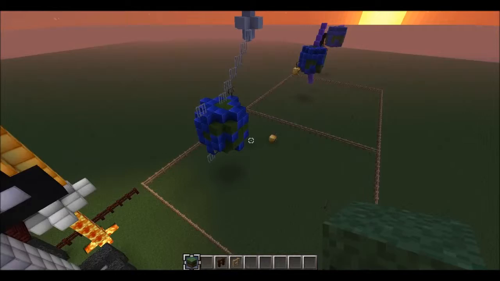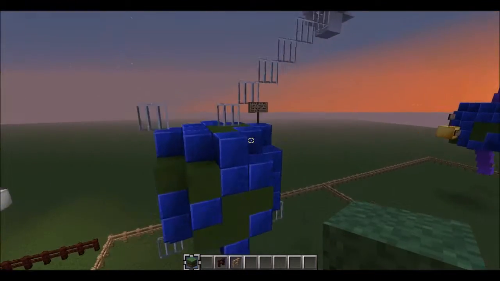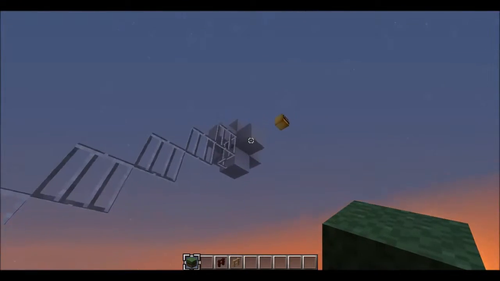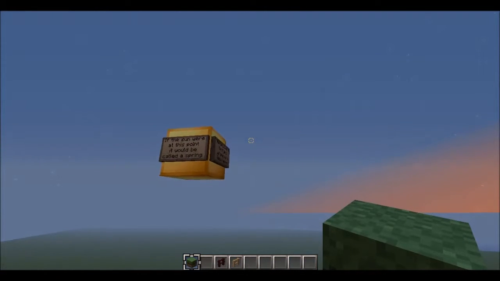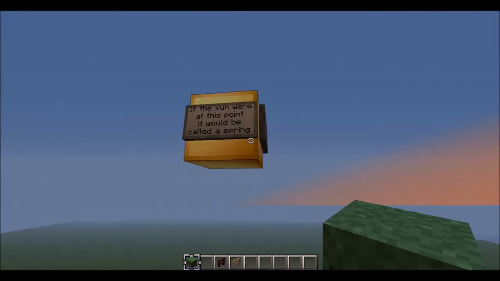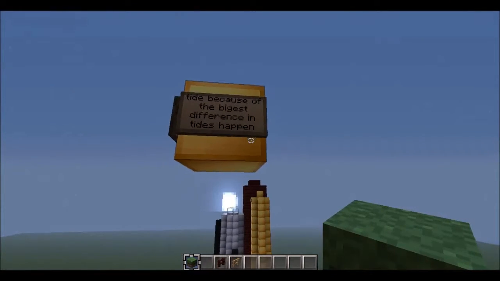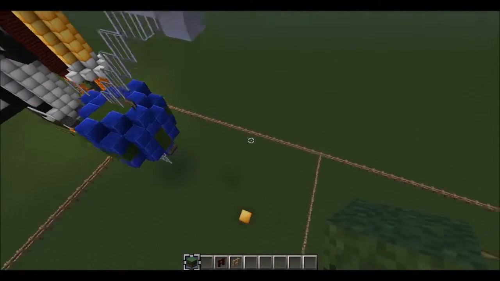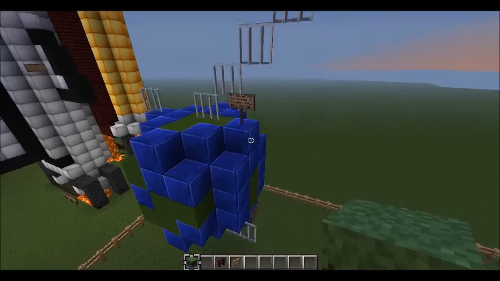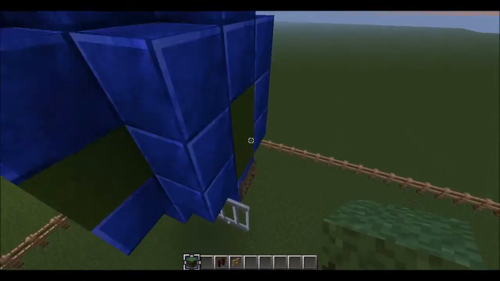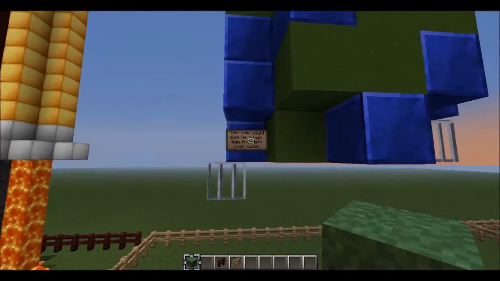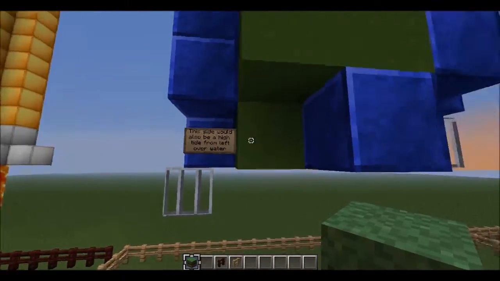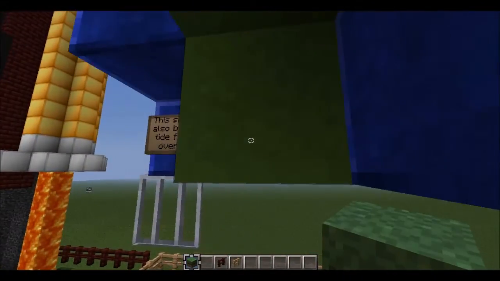Next would be the tides. Tides for this would be if the moon and the sun were in the same place, the tide would be called a spring tide because this difference between tides happens. So therefore the high tide will be the biggest on this side, and the low tide would be smallest on this side. The high tide on this side from the leftover water would also be the highest as well.